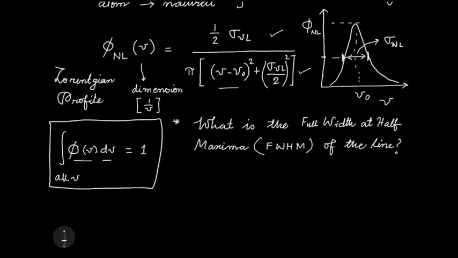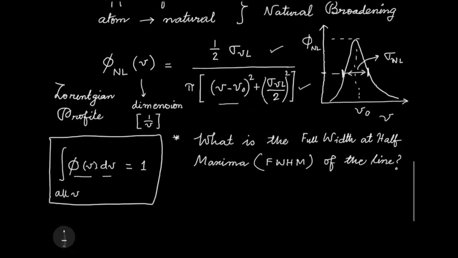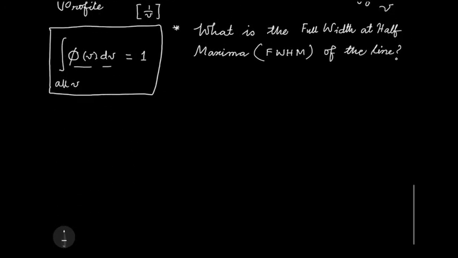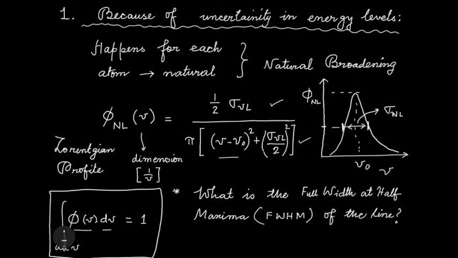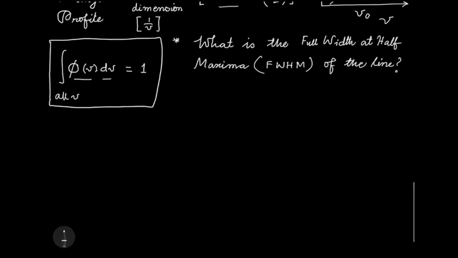So if I give you the total amount of radiation and ask you how much is coming at a given frequency, and you know the line width, you can directly say that the total radiation times phi nu is the radiation per unit frequency around that frequency nu. Okay, so this is one type of broadening that we talked about, natural broadening, and it happens to each one of the atoms.